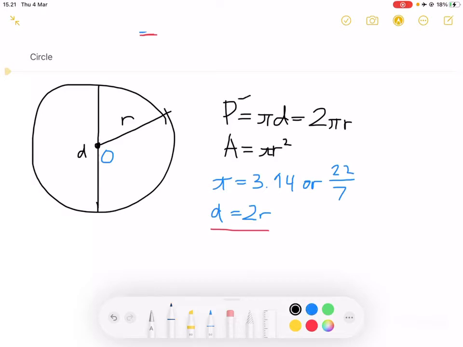So P, or sometimes denoted as C for circumference, is pi times d, or 2 pi r, while the area will be pi times r squared. And pi could be approximated using one of these, so we have 3.14 or 22/7. These are only approximations for pi because pi is an irrational number. That means the decimals go on forever. And these are the rough, almost exact approximation, but also the simpler one.